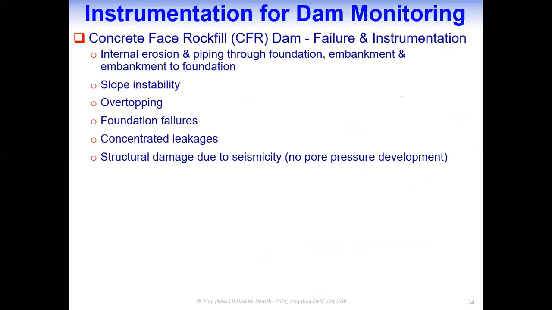So when you are moving into the failure mechanisms and instrumentation, we can identify that CFRDs are subjected to internal erosion and piping through the foundation, and also through the embankment and from the embankment to the foundation. You can imagine a case like Kotmale. There is a limestone layer beneath the dam, and there is a probability of internal erosion, and then slope instability of both the upstream and downstream faces. And the next one is overtopping.